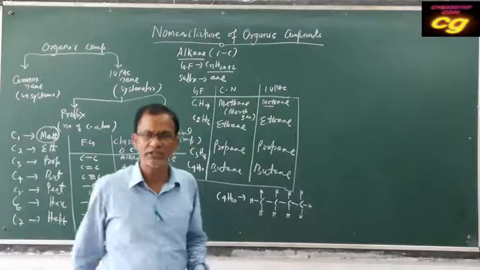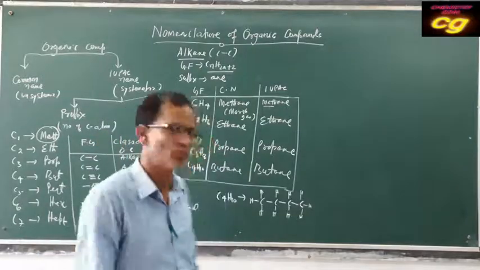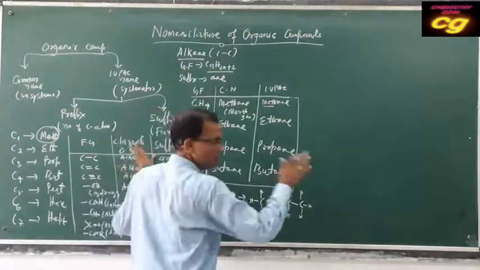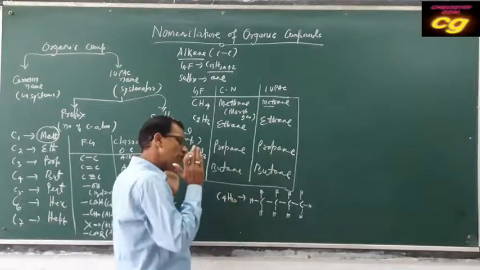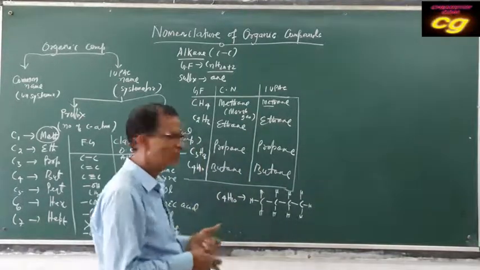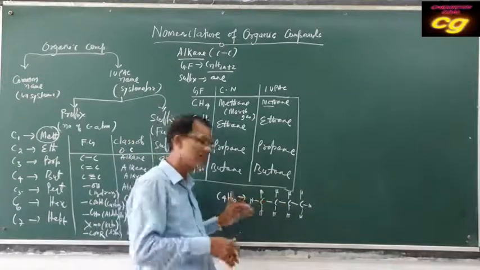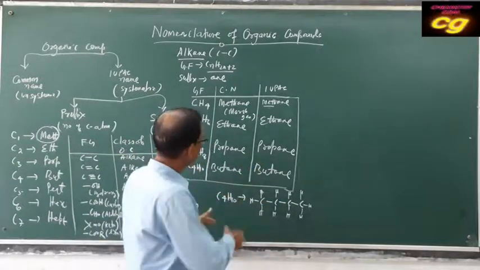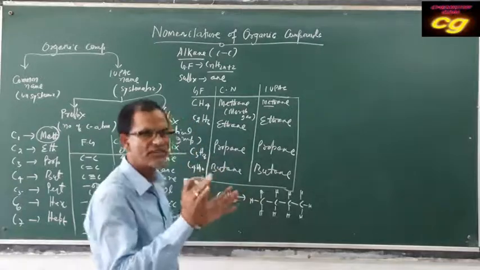We are discussing straight chain. We are not discussing the branch. Only straight we are discussing. Normal. We are discussing only normal compounds. We are not deriving the other forms. C4H10 can be retained in another form, but we are discussing only the straight chain compound.